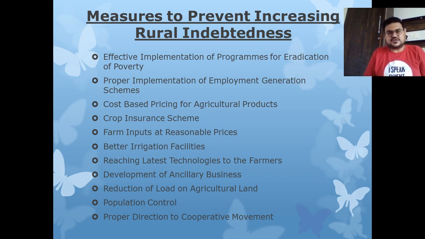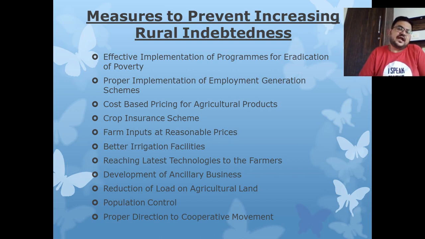Whatever is the cost that is spent on producing one product, we have to add a margin to it and then set the price in the market. So cost based pricing should be adopted for agricultural products. We must have options of crop insurance. We should allow farmers to take more crop insurance, because there is uncertainty in the rains and the climate. They should insure their produce. Farm inputs at reasonable prices. The government must make the farm inputs available at a reasonable price.